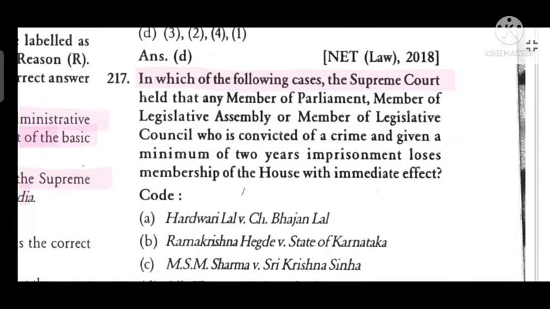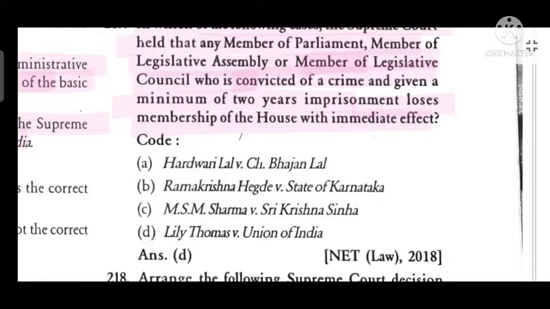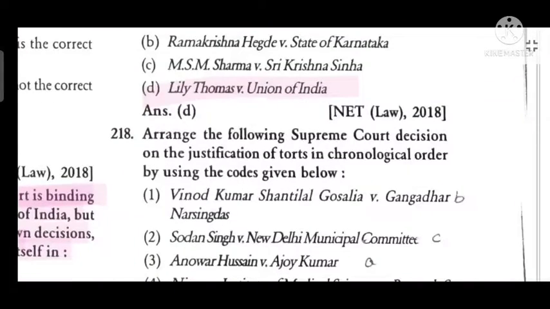In which one of the following cases did the Supreme Court hold that a member of Parliament, member of Legislative Assembly, or member of Legislative Council who is convicted of a crime and given a minimum of 2 years' imprisonment loses membership of the House with immediate effect? Lily Thomas versus Union of India.